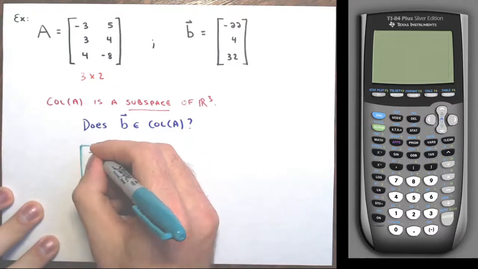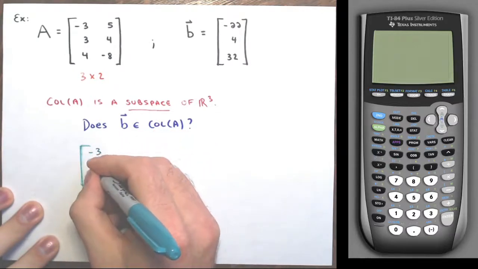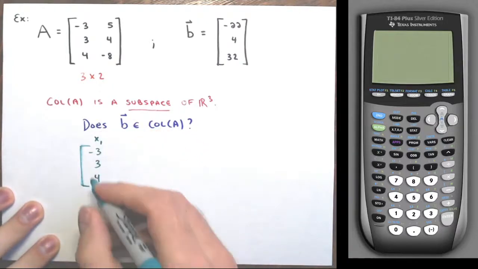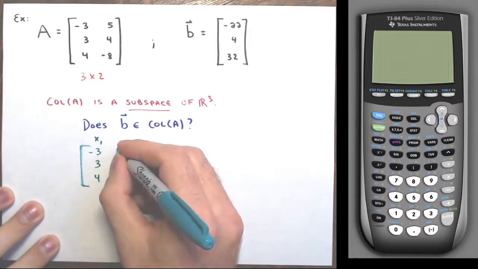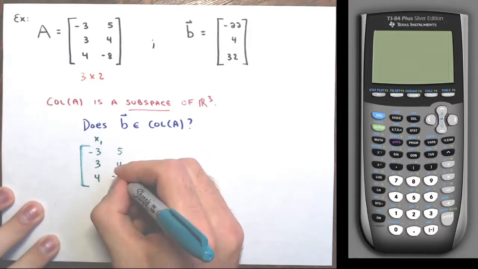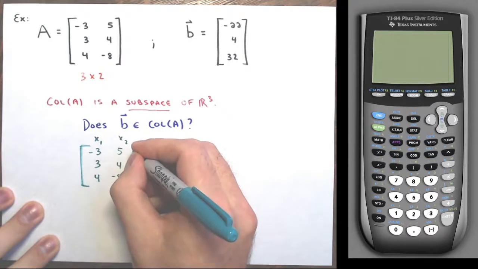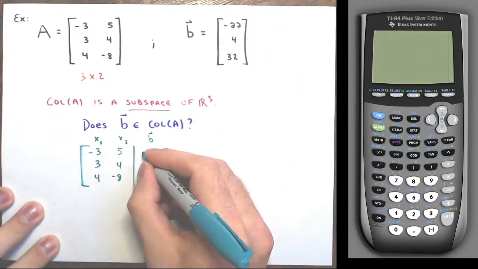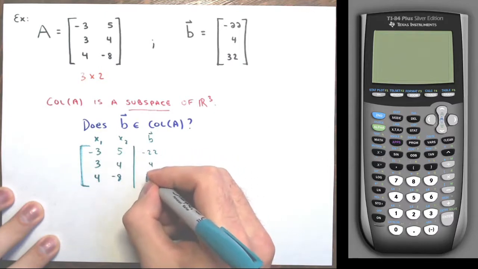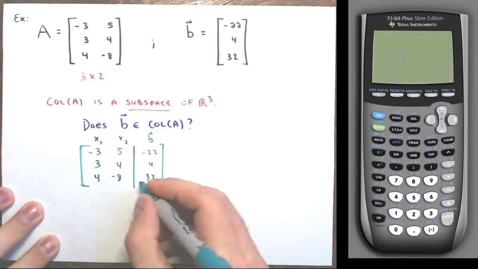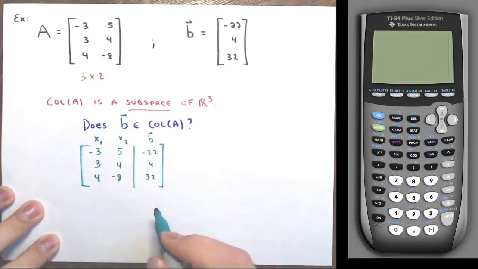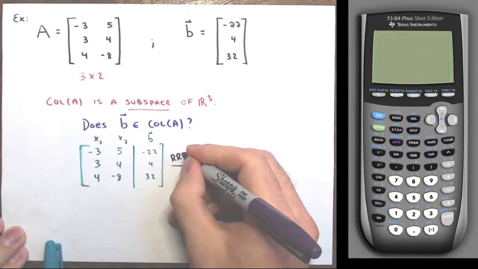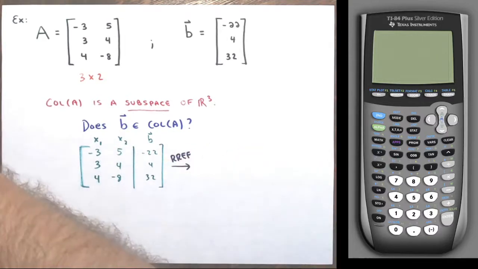So write down the coefficients of x1. I'll put x1 up here just so you know that these are coefficients of some x1 that I'm looking for. That's that first column vector. And then the coefficients of x2, the second column vector. Then the little equals, and then vector b over here, right? Negative 22, 4, 32. So I have a 3 by 3 augmented matrix. I'll have the calculator do this for me. I'm going to have it put it in reduced row echelon form.